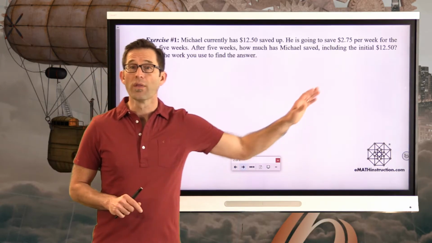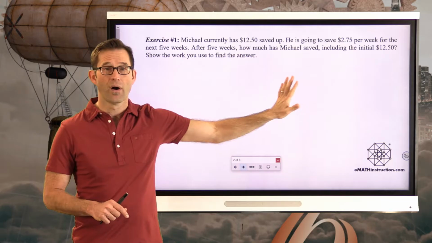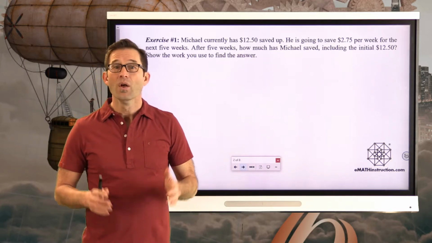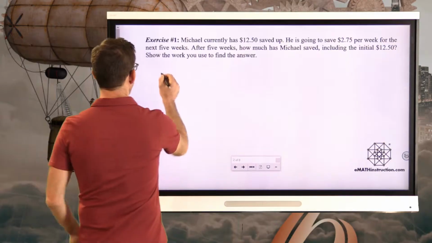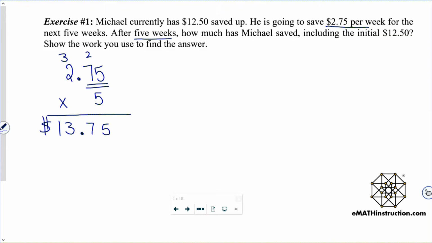What we should probably begin with is simply taking that $2.75 per week and multiplying it by the 5 weeks that he's going to save. So let's do that first. We've got our $2.75 and we're multiplying by 5, because he's saving that per week for 5 weeks. Here we go, let's do a little multiplication. 5 times 5 is 25, carry the 2. 5 times 7, 35, plus another 2, 37. 5 times 2 is 10, plus another 3 is 13. We note that we have only 2 decimal places, so our answer has to have 2 decimal places.